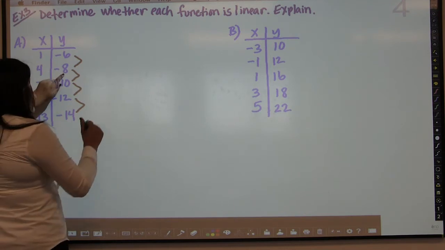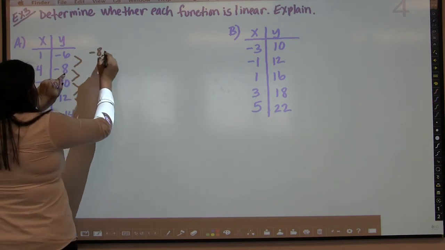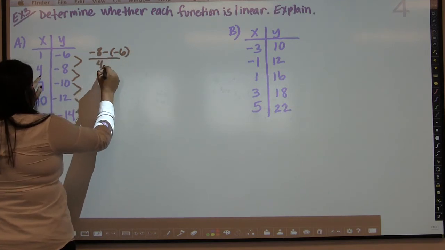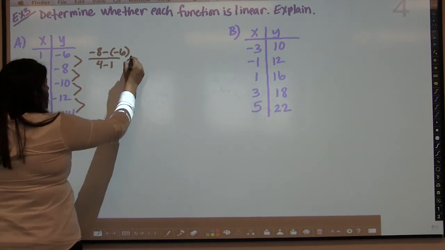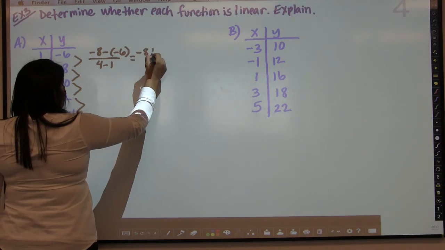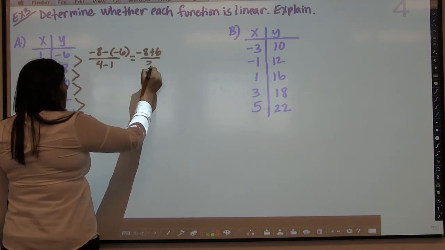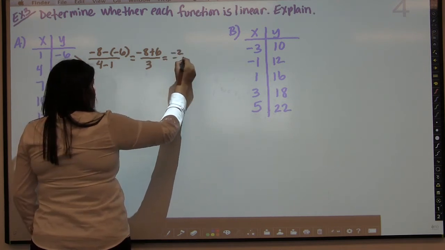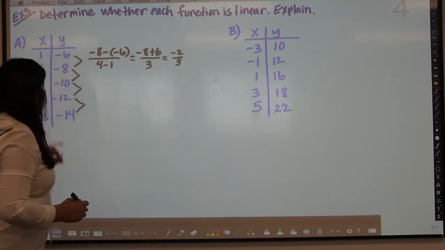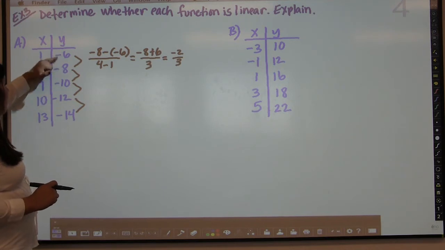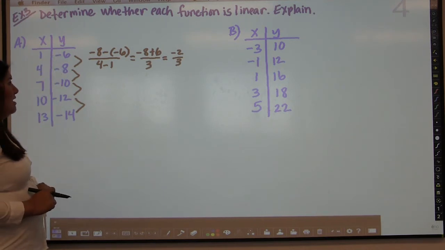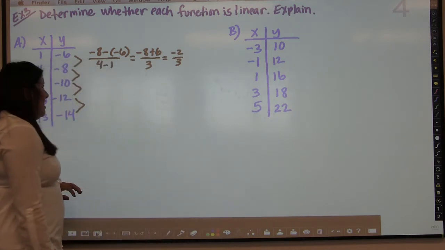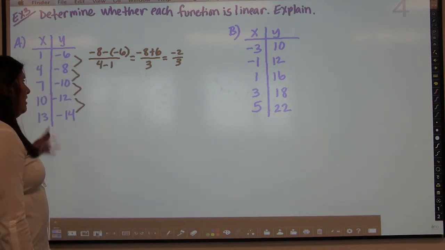Okay, so what we're going to do is say -8 minus -6 over 4 minus 1. So that's going to be -8 plus 6 over 3. And -8 plus 6 is -2, so -2/3. So the slope, or the rate of change, for these 2 points is -2/3. I'm going to calculate that again for the next set of points. And if it's not -2/3, this is not going to be linear.